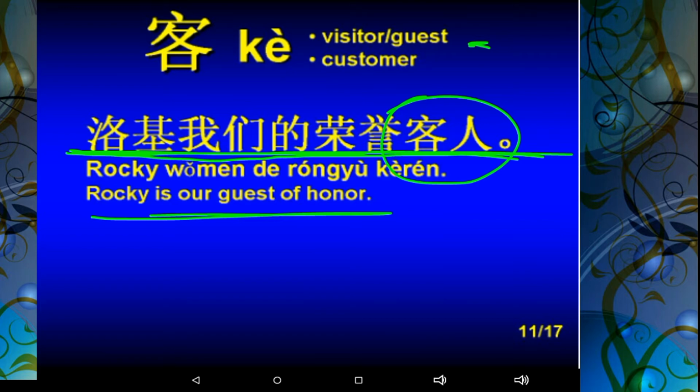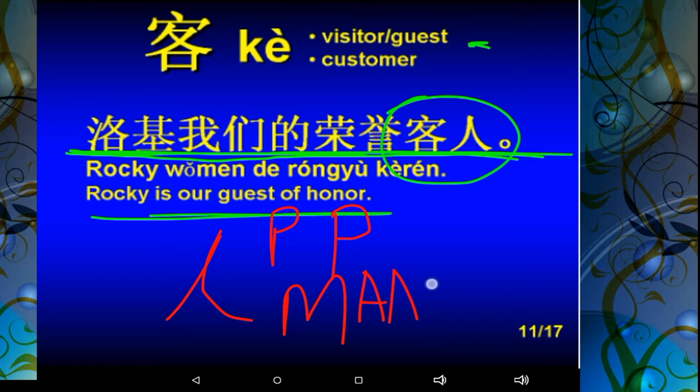You might notice that the last character is a character of what? It's a character of people, right? So this means people. It also means a person, and sometimes it may even be used to say a man. So the correct way, when you talk about a guest, would be Keren. He was a guest person, or he was a guest man. Okay.